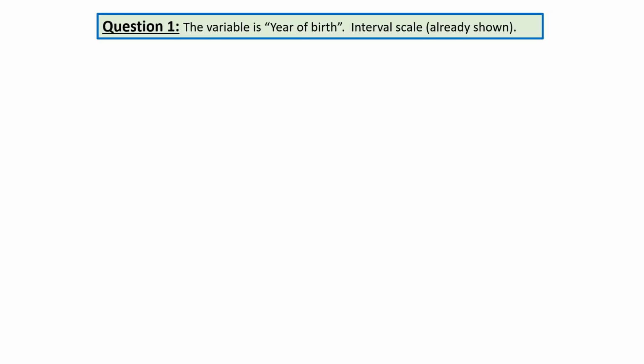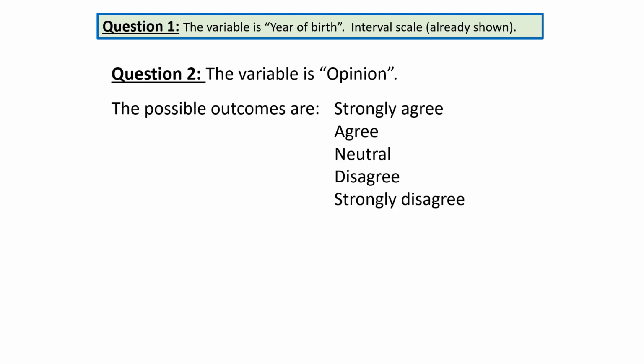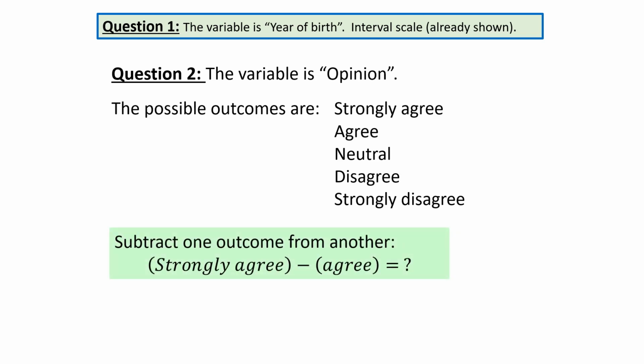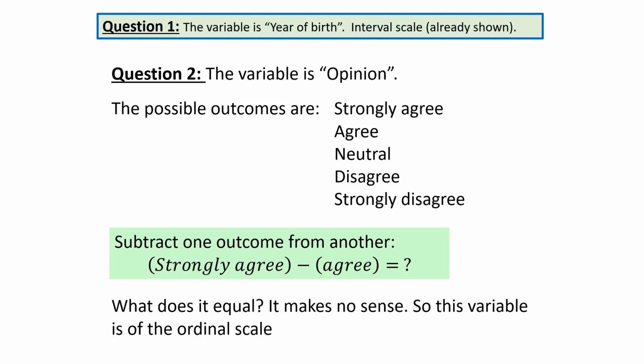For the first question, the variable is year of birth. That is just an interval scale. This was already shown earlier. The second question is the opinion. It is either strongly agree, and so forth. If you subtract one outcome from another, what do you get? What does it equal to? It makes no sense. So this variable is of the ordinal scale.